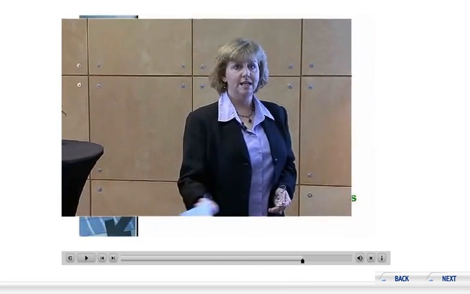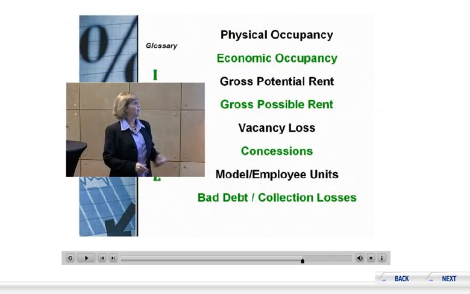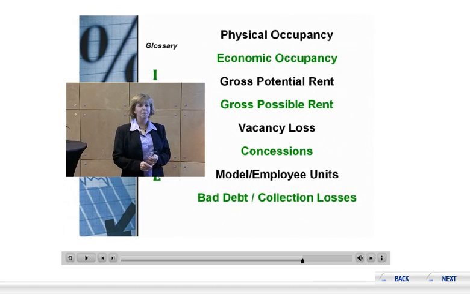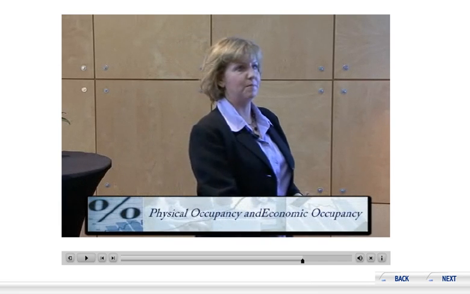Physical occupancy is at the top of the list when it comes to our terms in the income section. Then we follow it with economic occupancy, gross potential rent, gross possible rent, vacancy loss, concessions, model and employee units, and bad debt and collection losses. All of those are scary terms unless you get comfortable with them, which I hope you are by the end of today. First, let's take a look at physical occupancy and economic occupancy.